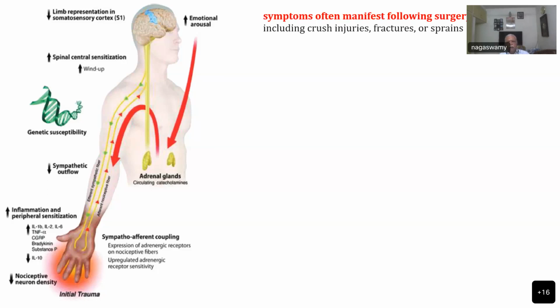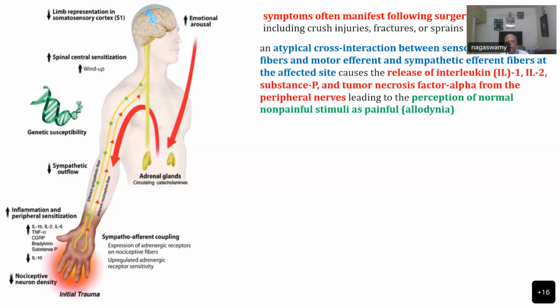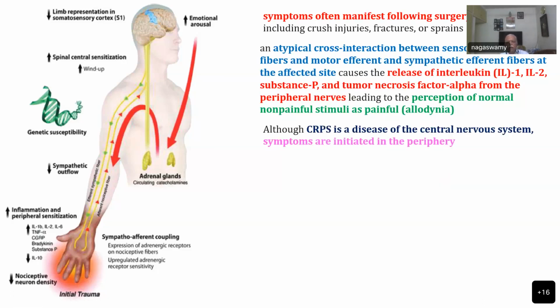So symptoms manifest following trauma or any injury, and there is an atypical cross interaction between the motor fibers and the sympathetic fibers and all these things, which release the inflammatory cytokines, which the professor described. And even though this is a disease of the central nervous system, the symptoms are initiated in the periphery. That is one important factor about the characteristics of CRPS.